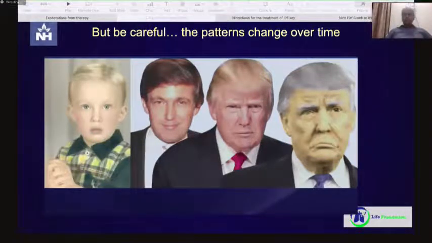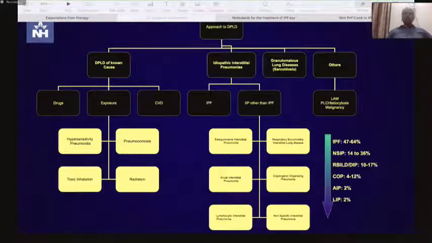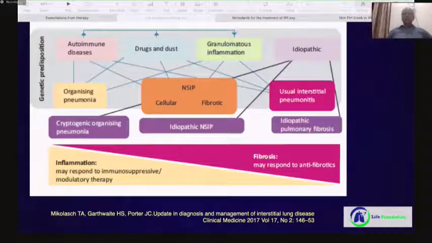Right, so that's how patterns change over time. And we're all used to this classification of how you approach the diffuse parenchymal lung diseases. And I prefer this one, which came out a few years ago, which talks about genetic predisposition on the left. And at the bottom, you have inflammation and fibrosis. And from left to right, the inflammation gradually comes down while the fibrosis keeps increasing.